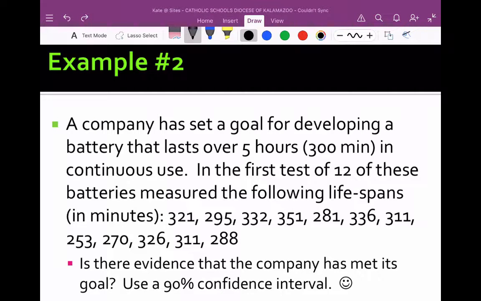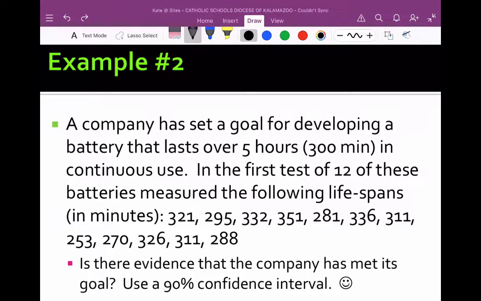We're going to continue with chapter 23 and look at examples. All of the examples are coming straight from your example sheet, so we're just going to go from there. So the first one, which is number 2, says a company has set a goal for developing a battery that lasts over 5 hours, which is 300 minutes, in continuous use.